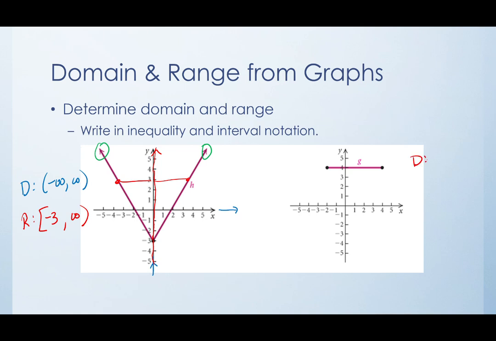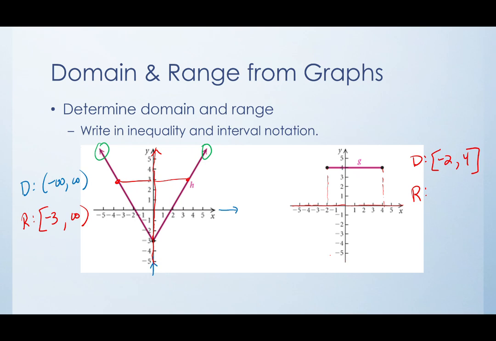For the one on the right, we're going to say, okay, domain traveling along the x-axis looks like -2. And we're going to keep going, and it looks like about 4. And those are both closed dots, so they're included. Now the range is kind of boring, right?